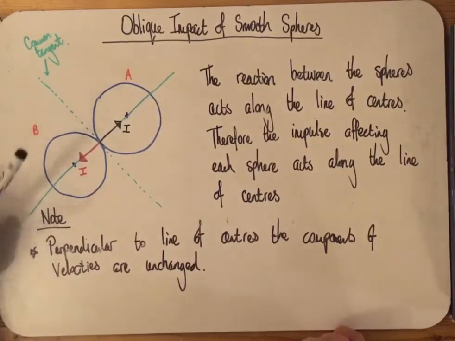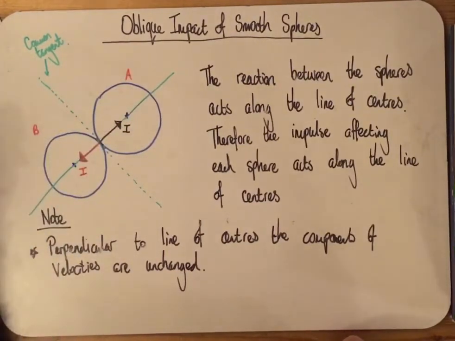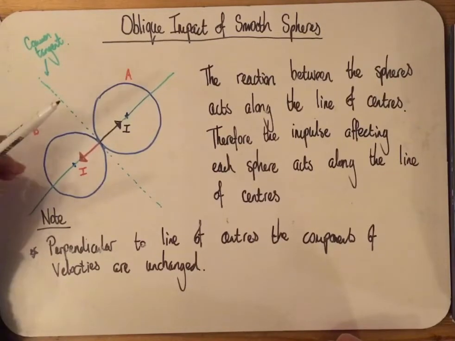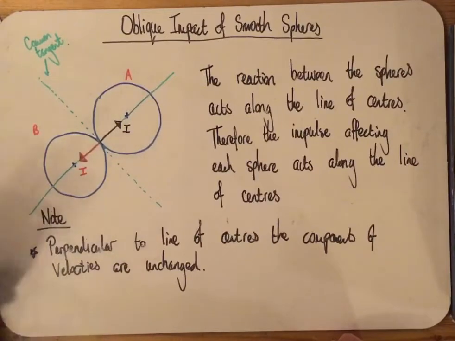Anything parallel to the line of centres, then we can use Newton's law of restitution. So e is equal to separation speed over approach speed. We can also use conservation of momentum. So we're going back to using both of those.